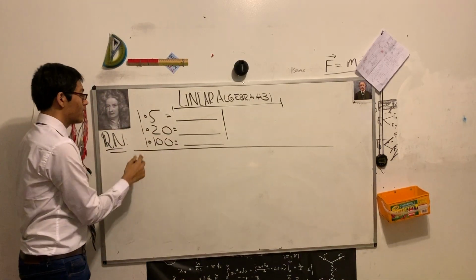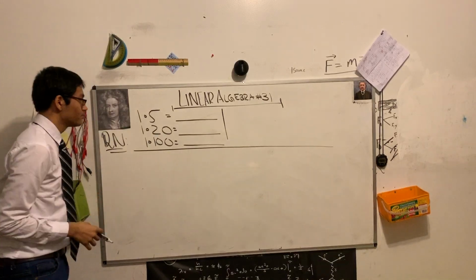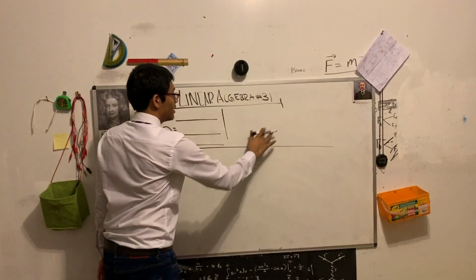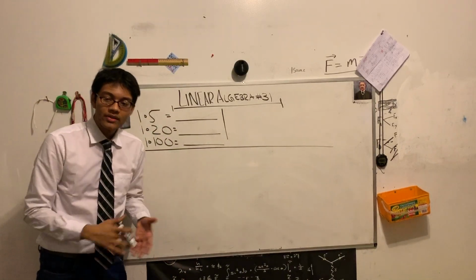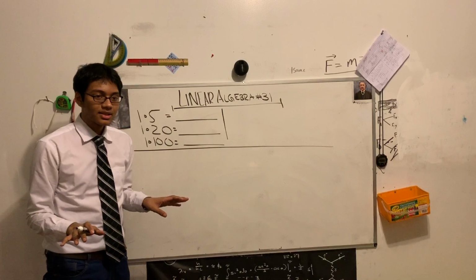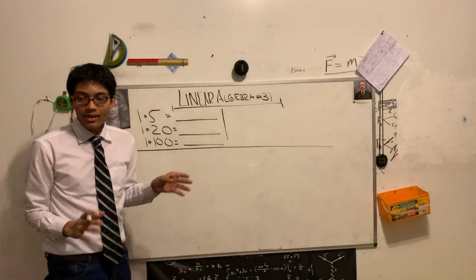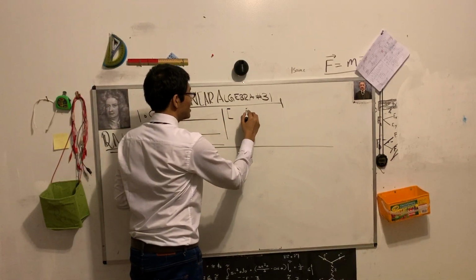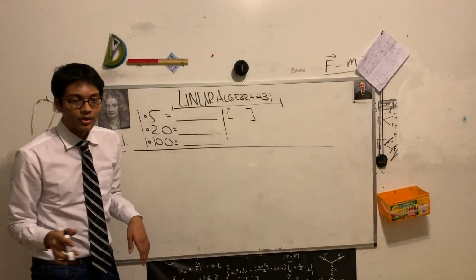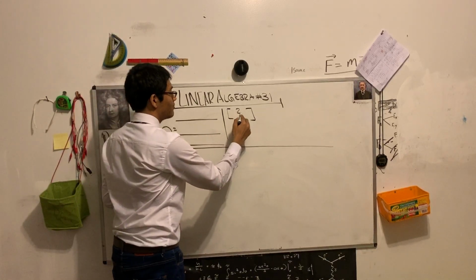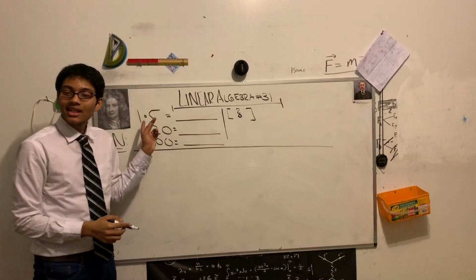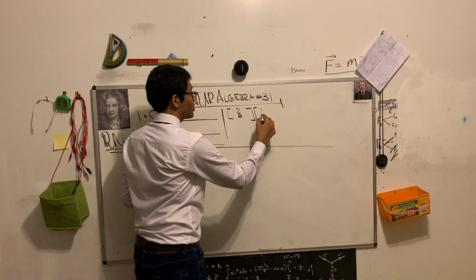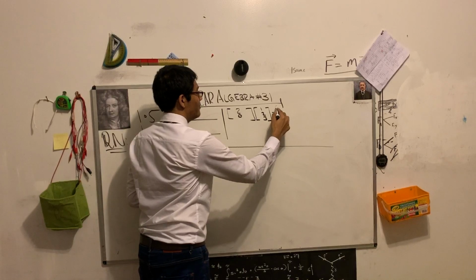1 times 5, 1 times 20, 1 times 100. Hopefully you know how to answer that. But now I'm going to give you a slightly more difficult question. Let's say I have a magic matrix that's just like the number 1. Any vector I multiply this matrix by, I'm going to get back the same vector.